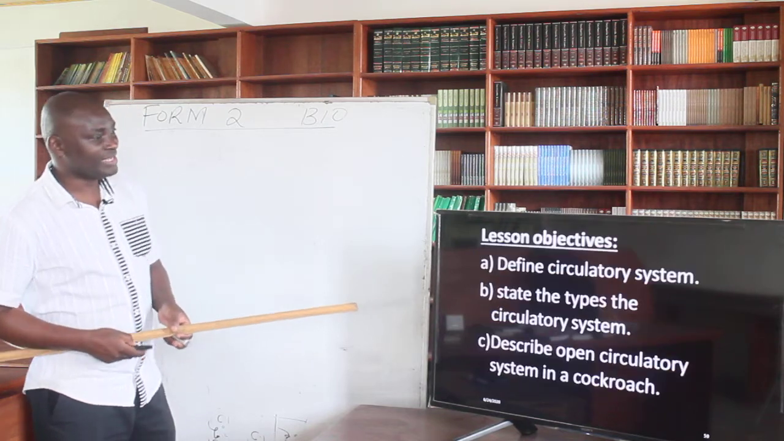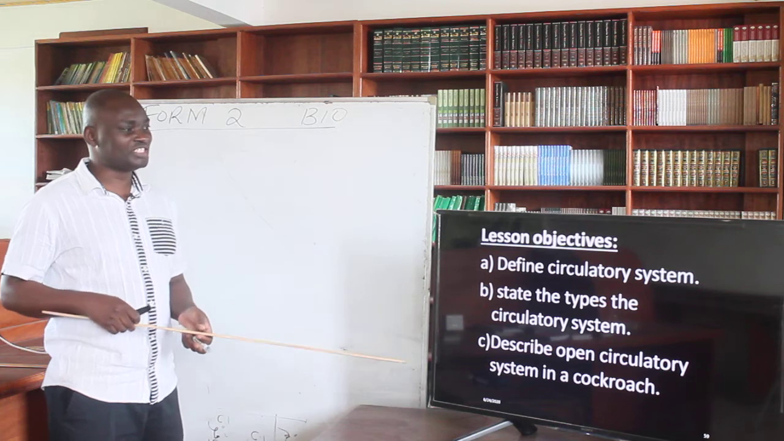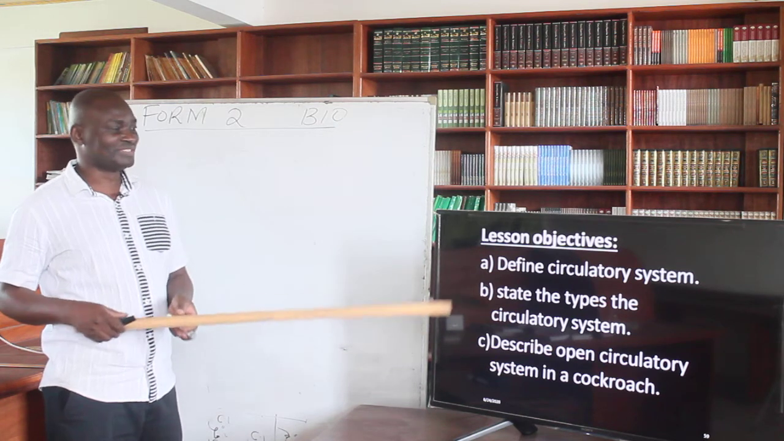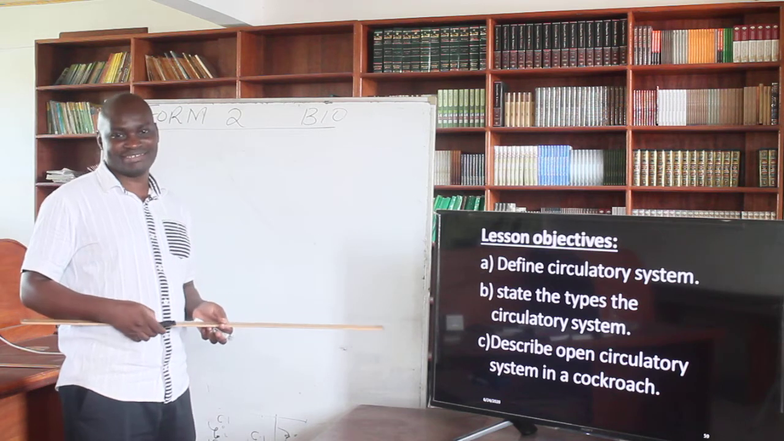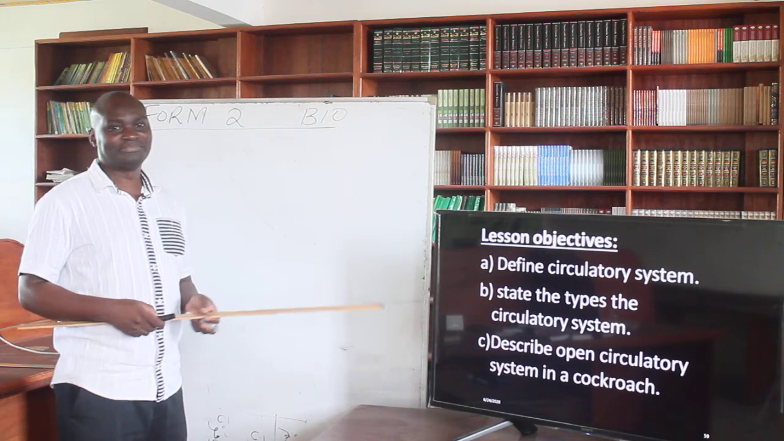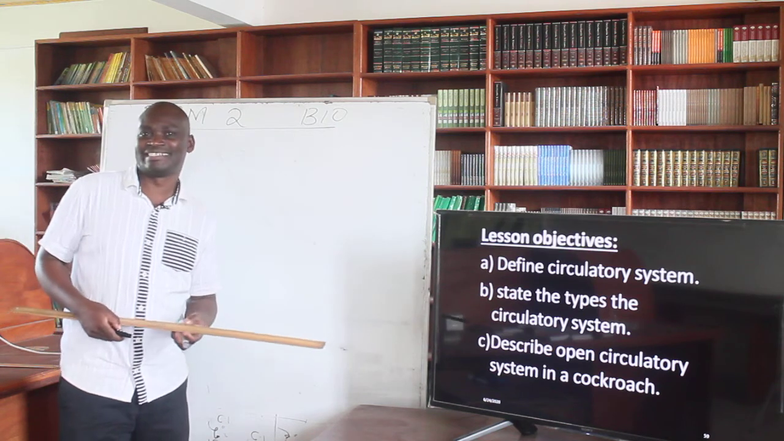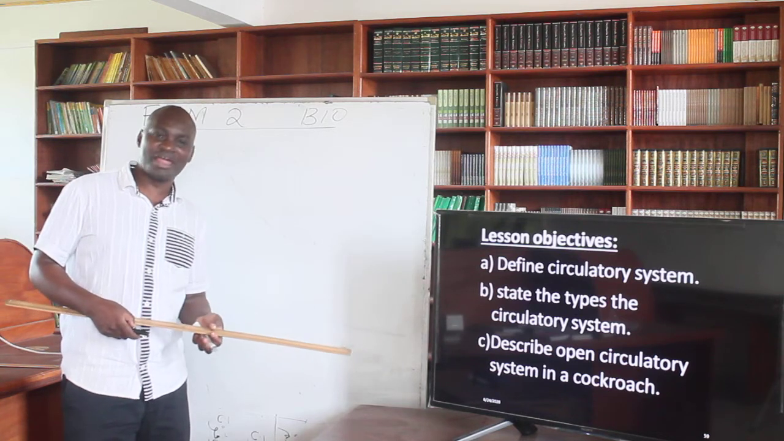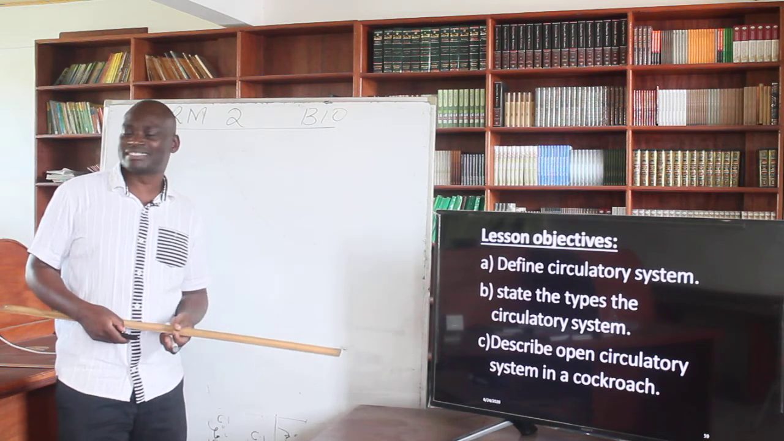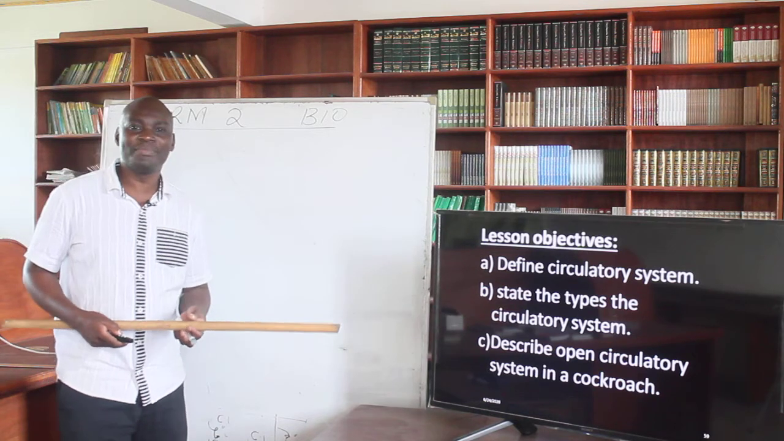Now, the objectives today: we are here to achieve three objectives. One, you should be able to define circulatory system. Two, you should be able to state the types of circulatory system. And the third one, you should be able to describe what we call the open circulatory system in a cockroach.